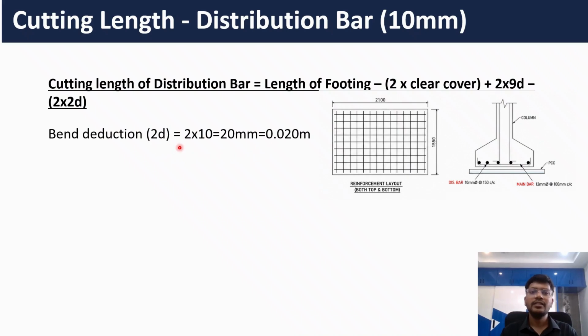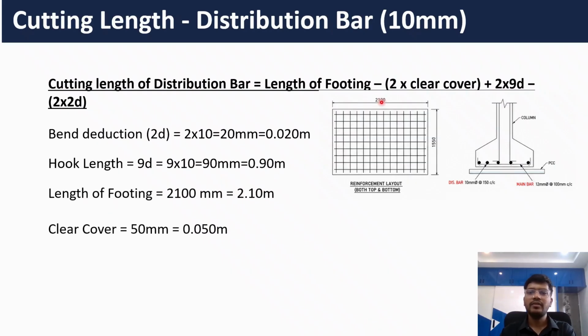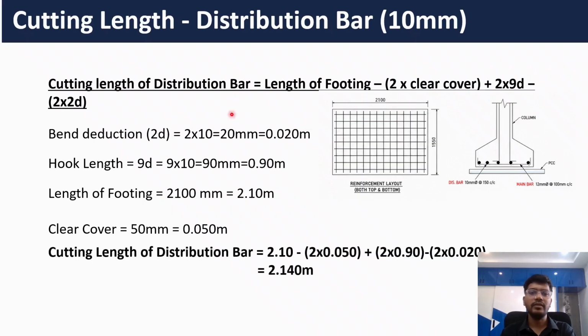So bend deduction is 2 times of diameter, which is 20 mm, and if you convert it to meters then it will come as 0.020 meter. And hook length is 9 times of diameter, which is 90 mm, and if you convert it to meters then it will come as 0.090 meter. And the length of the footing is 2100 mm, which is equal to 2.10 meter, and the clear cover is 0.050 meter. So let's substitute these four values to get the cutting length of distribution bar.